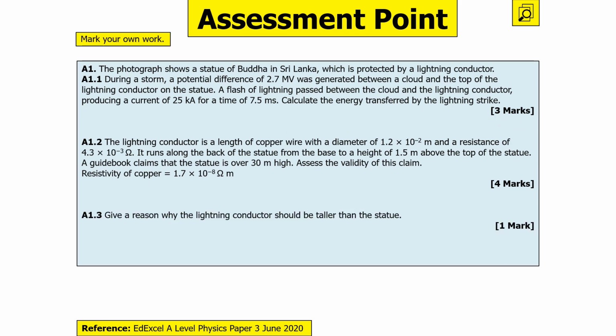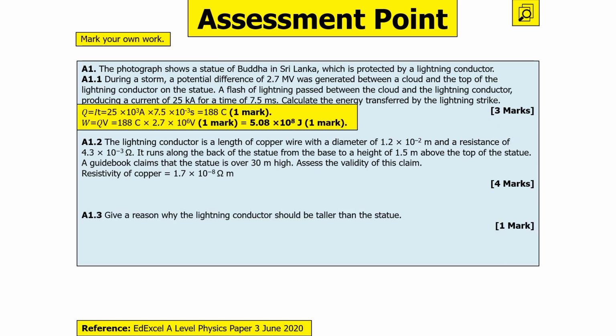Right, in this first one, we need to work out energy transferred. Now we know that energy transferred is the potential difference times the charge. We can work out the charge by doing current times time. We are given the time as 7.5 milliseconds. We convert that into seconds. We then convert our current of 25 kiloamps into amps by times by 10 to the 3. So we get our charge to be 188 coulombs.